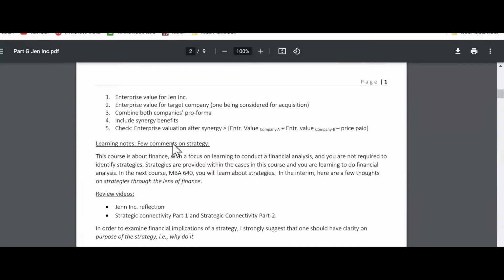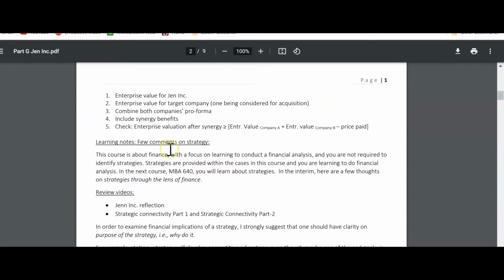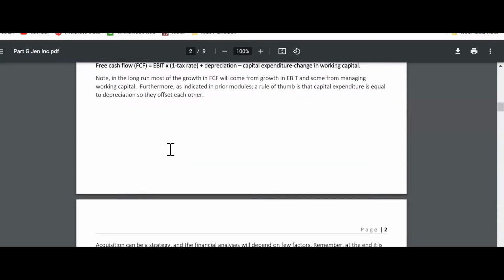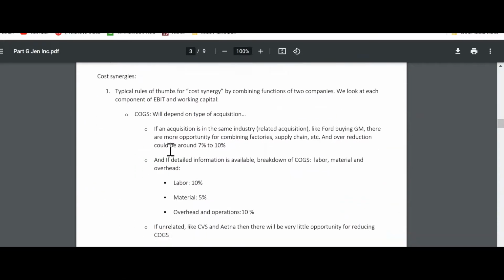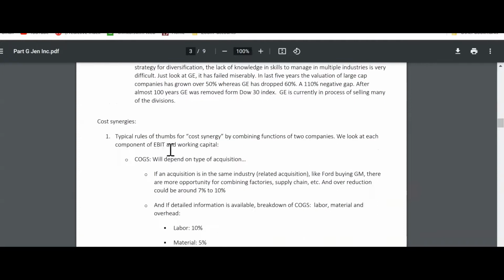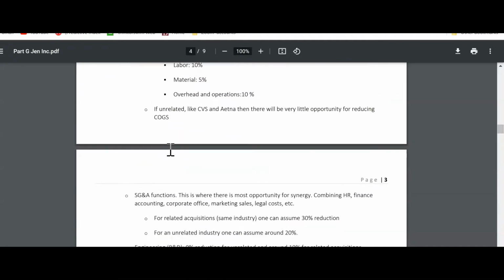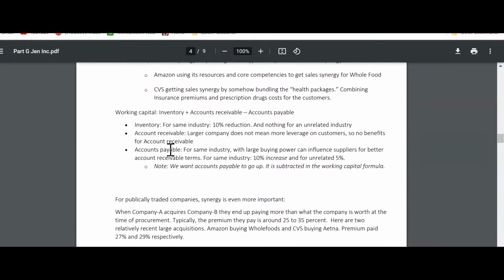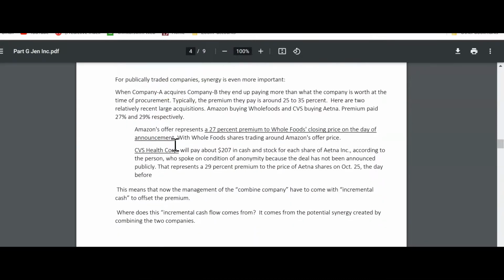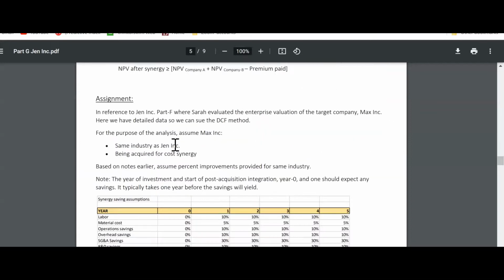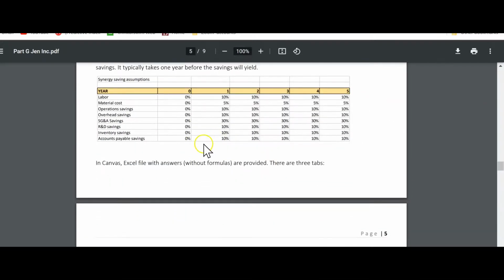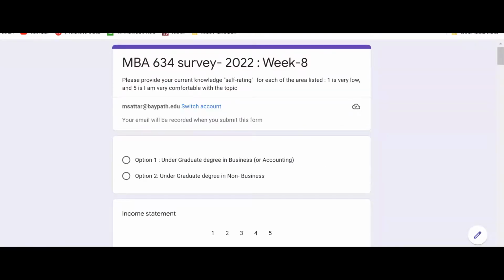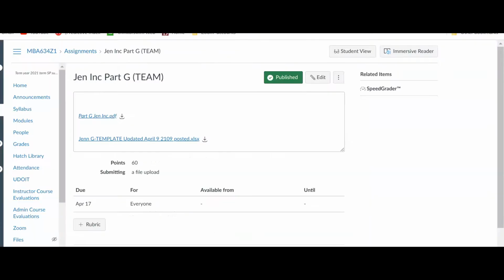There is a connection between what you have learned so far, and again, what are the steps you're going to take. And so, as you go through it, I explain to you what a cost synergy means, some assumptions you can make for cost synergies in here, all the way from labor, SG&A, engineering, and so on, working capital assumptions. And some more notes, I think you're going to find it very helpful. Then the assignment, I've given you some assumptions, and you are going to finish the Gen Inc. Part G, which is the last one you're going to do.